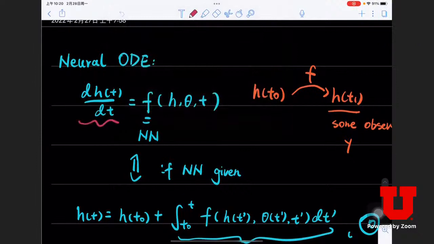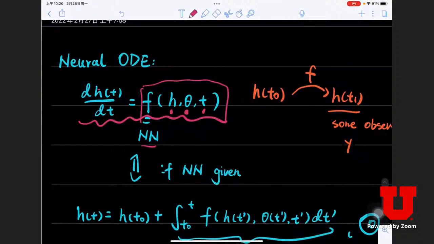So here is a formula about the neural ODE. The neural ODE is still an ODE, of course. The h function is a hidden function we are interested in, and this dynamic system is a function. We can model this function itself as a neural network. The neural network takes the hidden state h as the input, of course, and t as the input. And theta is the parameter of this function.